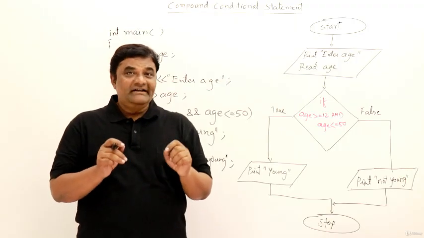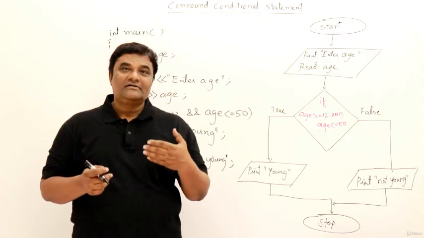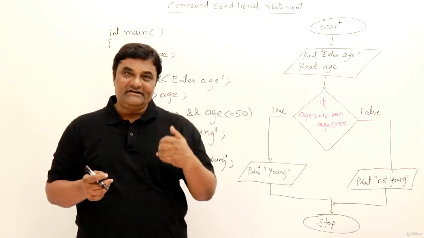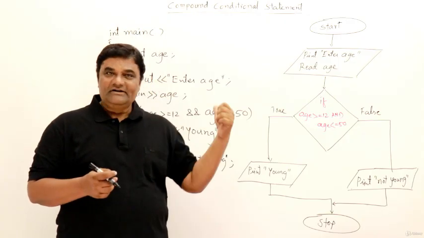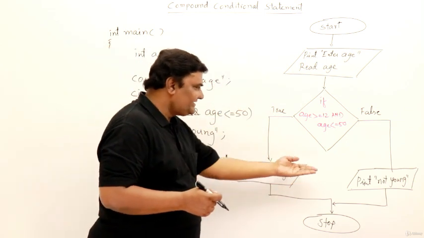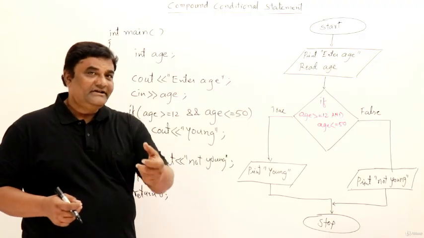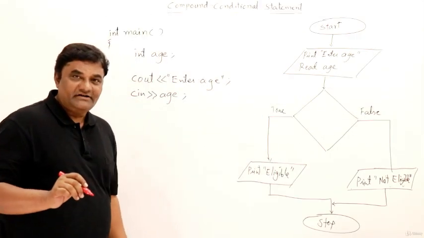So whether he is eligible for that offer or not, let us write a condition, learn how to write the condition for that. Then I will write a program. The flowchart will be the same, I just have to change the messages, eligible or not eligible. So I'll make changes here and then we will discuss the next question.